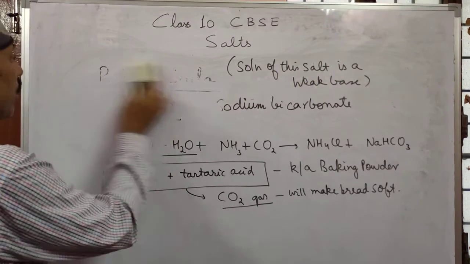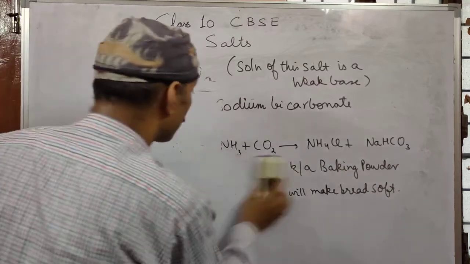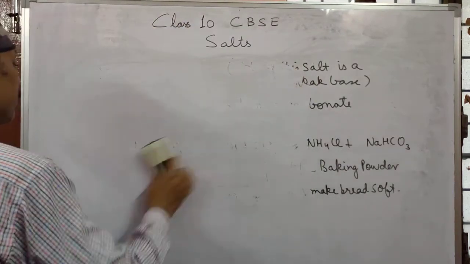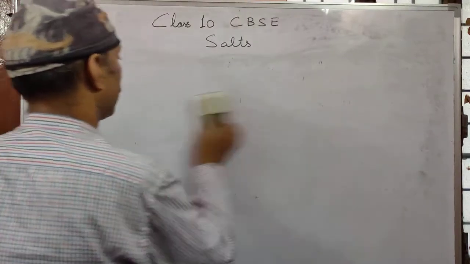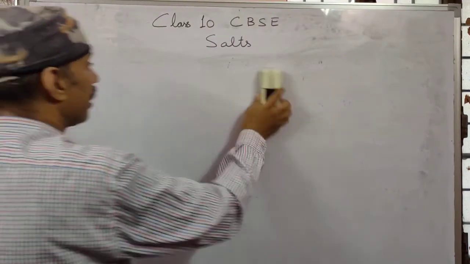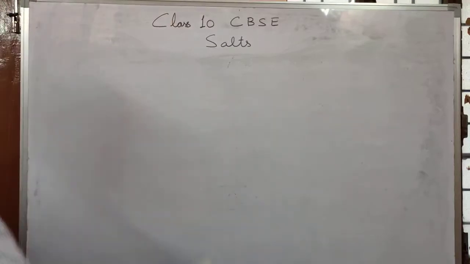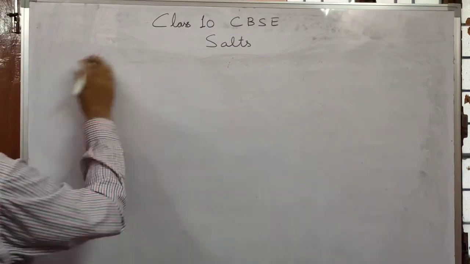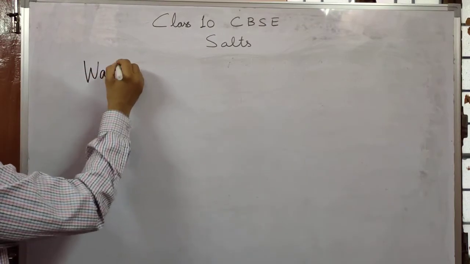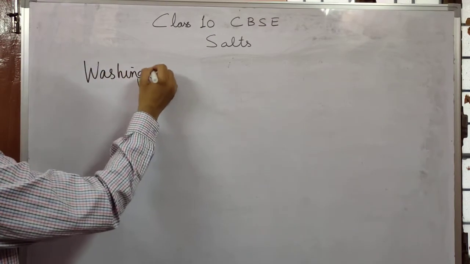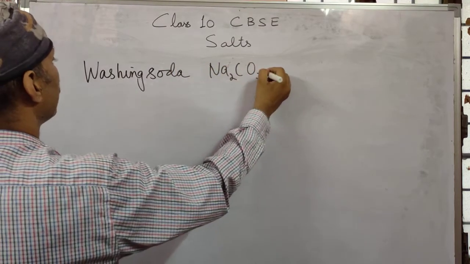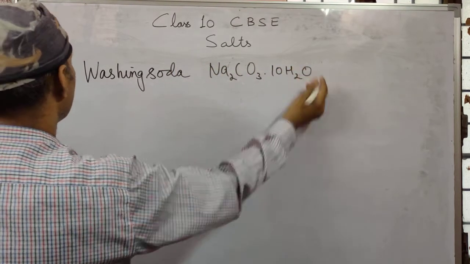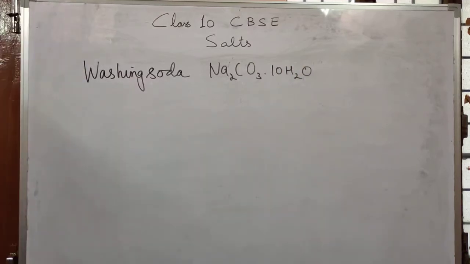Let us move forward and talk about one more salt that is in our course, and then a concept. The other two salts which are in our course are the plaster of Paris, which we have discussed in the class. Over here I will like to discuss washing soda. The formula is Na2CO3.10H2O. How is this salt prepared?